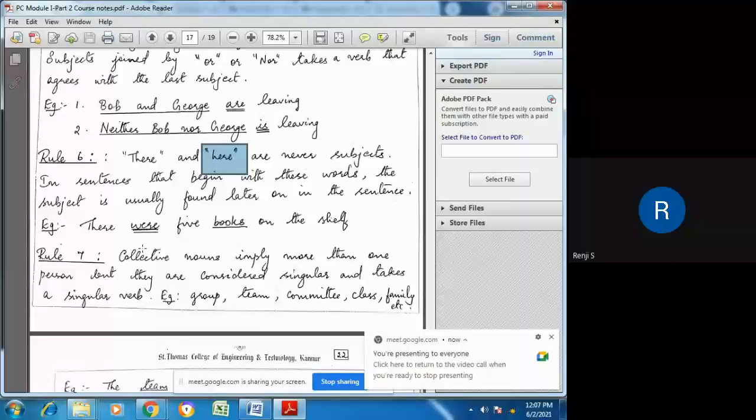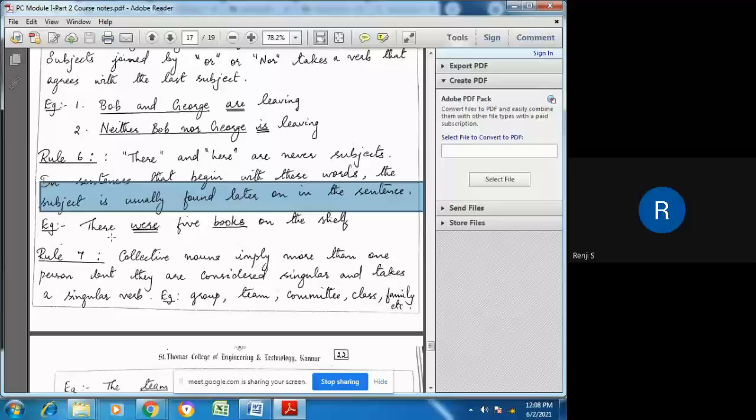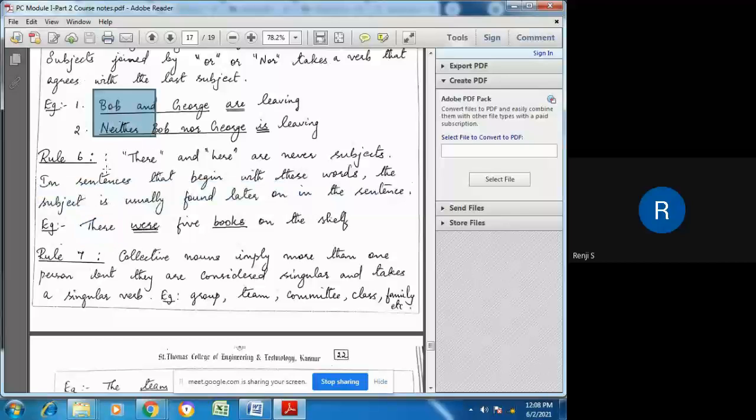Here is the place. Like that, if we are beginning certain sentences with there and here, they are never subjects. In sentences that begin with these words, the subject is always found later in the sentence. If it is beginning with there, don't say that the first word is the subject, because most probably the first word happens to come as the subject. So if the sentences are beginning with there or here, they are never subjects. The subject appears later in the sentence. So you have to consider the remaining sentence and find out the subject.